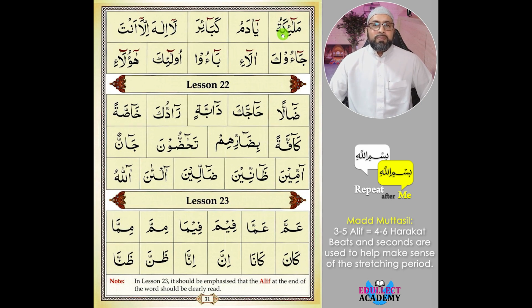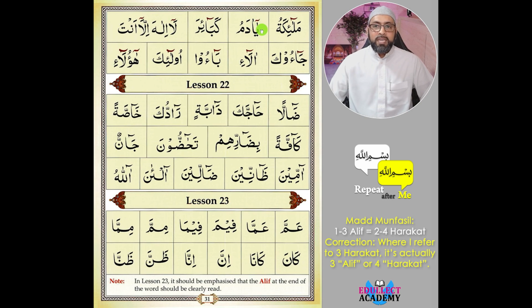ملائكة. One more time. ملائكة. Okay, so Alhamdulillah. Now note where you've got the dagger alif on the lam. It makes no difference because the mad muttasil takes precedence in that case. Okay. Now we've got the mad munfasil.